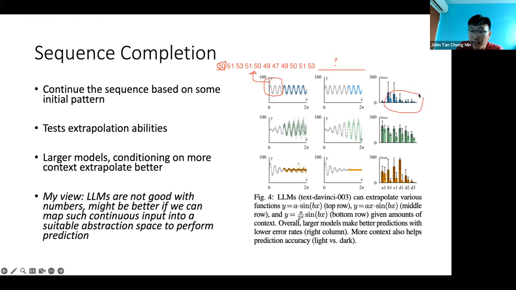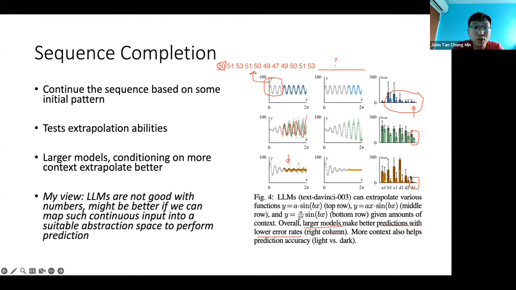Okay, so you can see that this is the error, and the larger models make better predictions with low error rates. The larger models are to the right, and you can see that large models make very little error. I believe this is based on mean square error. Even for this very complicated extrapolation, where it goes to higher and higher magnitude, the large models also show better performance. This one is a decreasing magnitude problem, and large models show good performance as well.